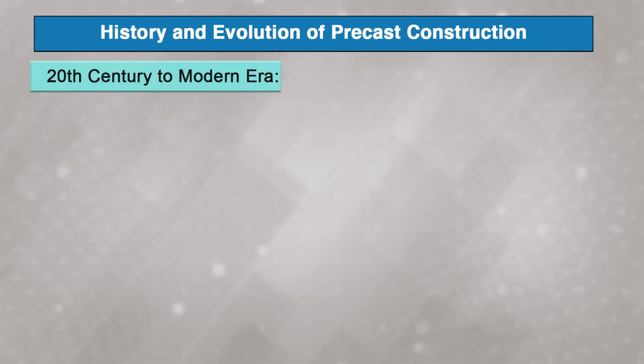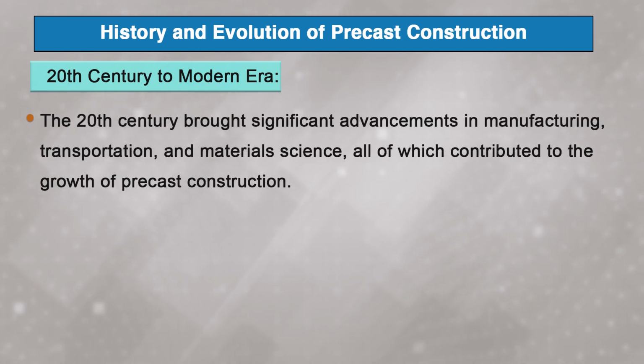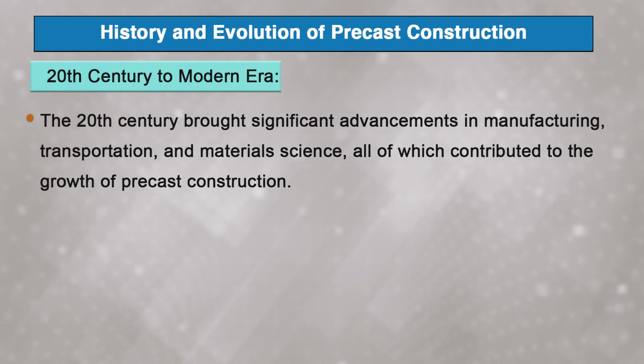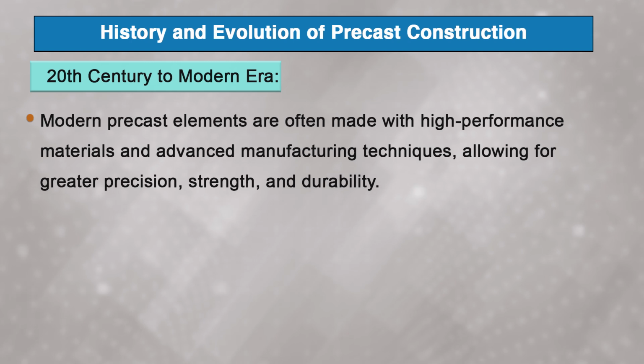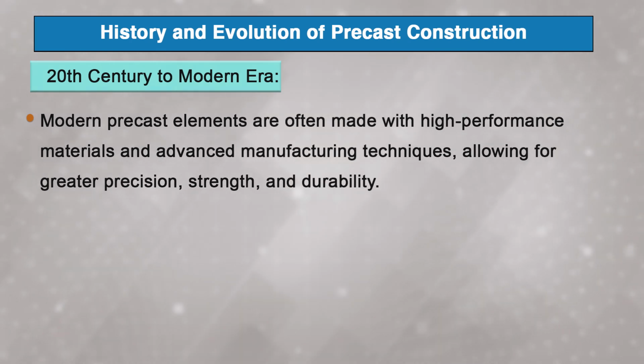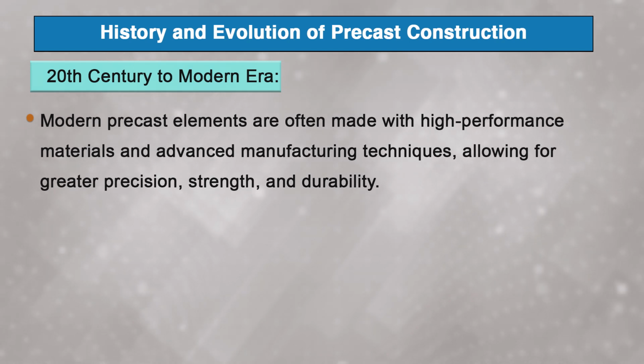And coming to the 20th century, the modern era, the 20th century brought significant advancement in manufacturing, transportation and material science, all of which contributed to the growth of precast construction. During this time, precast construction became increasingly popular for its efficiency, cost effectiveness and ability to meet the demands of modern architecture. Today, precast construction is used worldwide in a variety of applications, from residential buildings to bridges and tunnels. Modern precast elements are often made with high performance materials and advanced manufacturing techniques, allowing for greater precision, strength and durability.